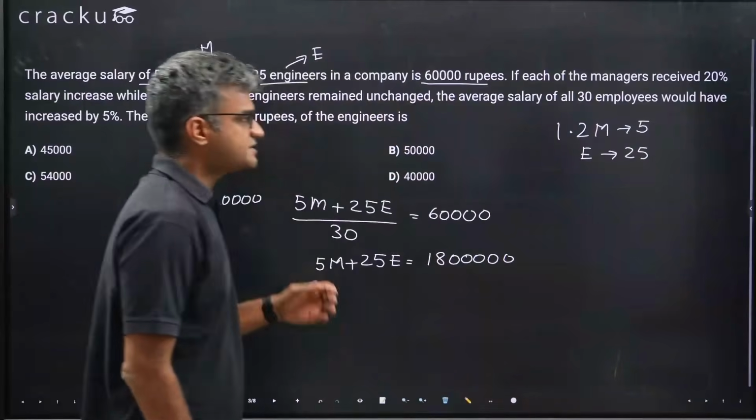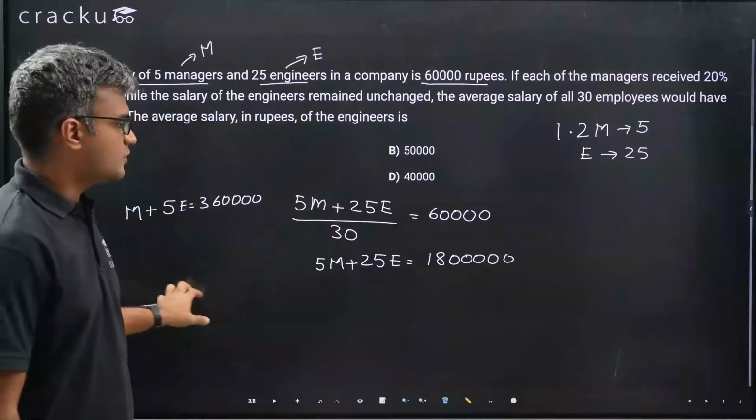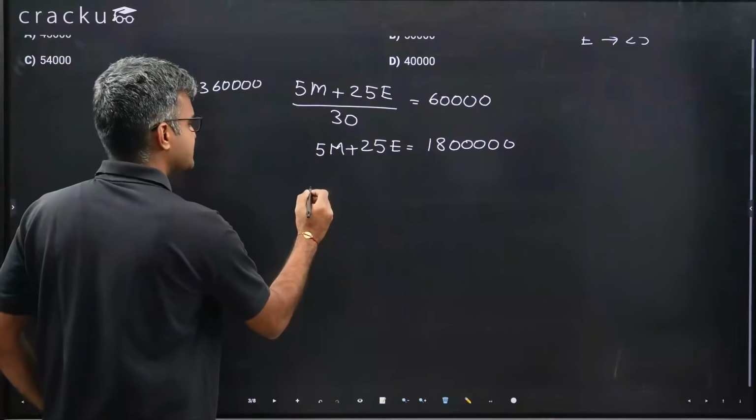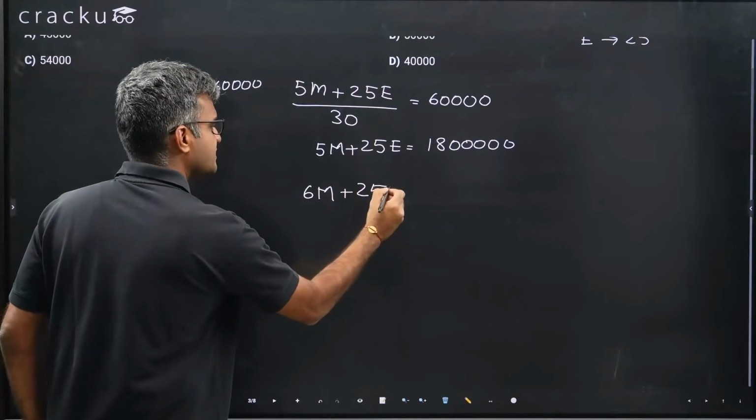So now what is the total salary? It will be 1.2M into 5. What is 1.2M into 5? That will be 6M plus 25E. This is the total salary.